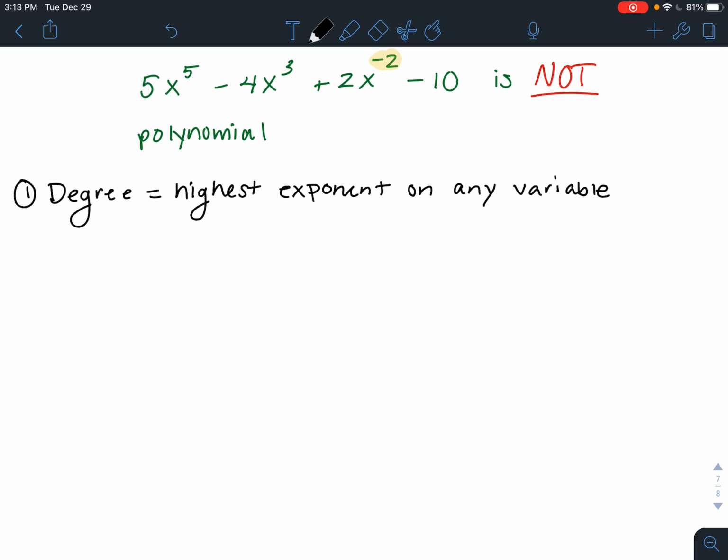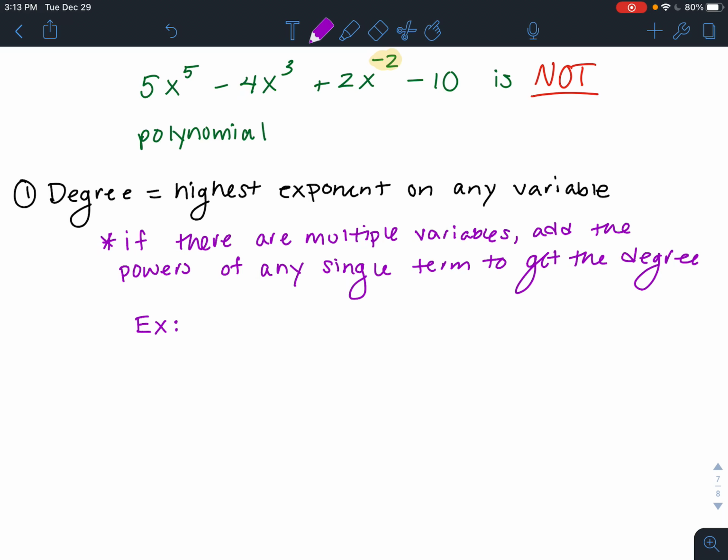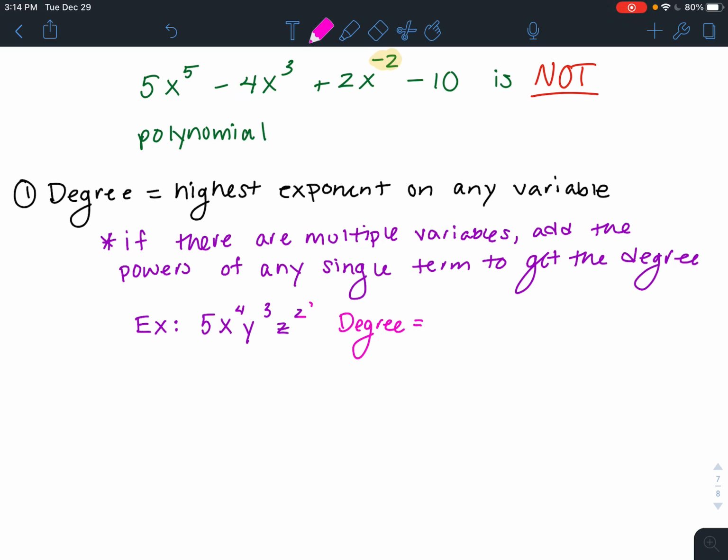Typically in algebra class, we'll only look at single variable equations since those are the ones that we can graph. But just as a heads up, if there are multiple variables, you're going to add the powers of any single term to get the degree. So for example, if I have a term that is 5x to the 4th y cubed z squared, my degree is going to be the sum of all of the exponents in that term. So 4 plus 3 plus 2. So my degree for that term would be 9.